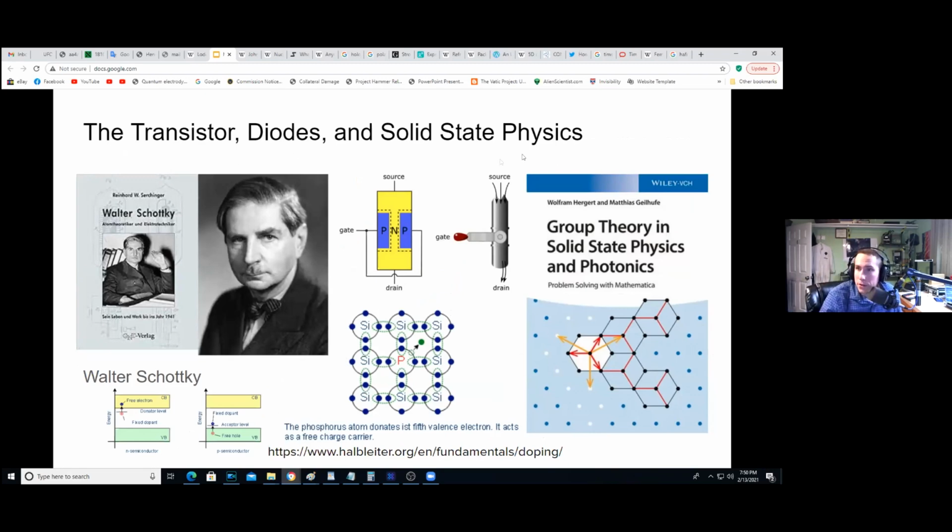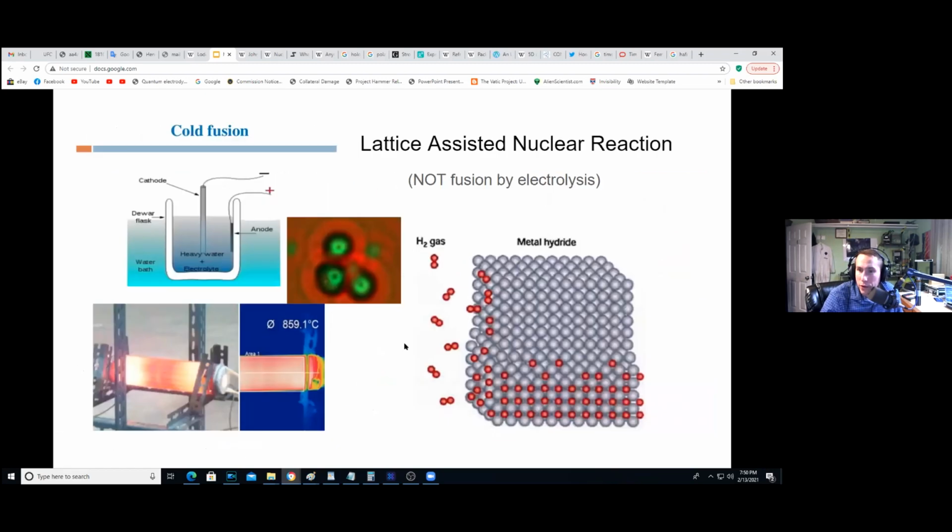The transistor, diodes, and solid state physics goes back to Walter Schottky and also those guys at Bell Labs who invented the transistor. They were doing a lot of the theory on solid state physics and group theory, and essentially the core physics into how to build these kinds of materials that were used to build the first transistor. That did not come from aliens, as Philip Corso says. It definitely came from human scientists working on it for decades before that, and it's all there.